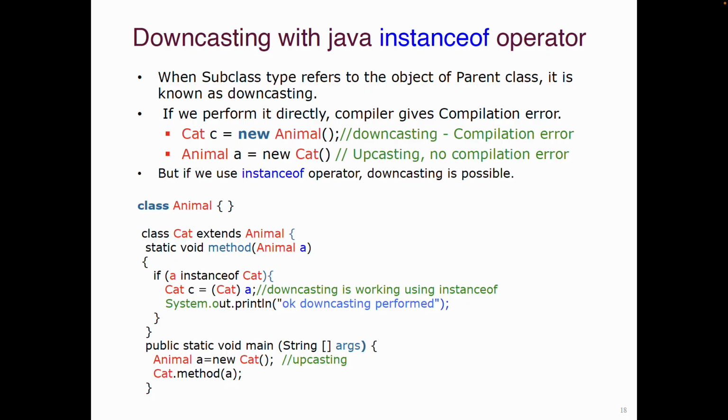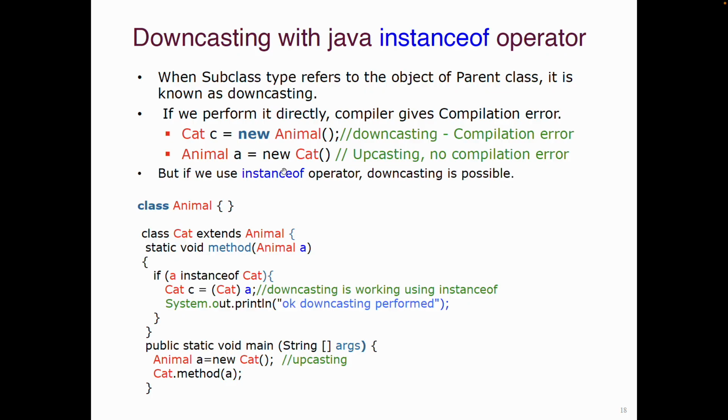And the downcasting is the reverse. So we say, okay, Cat c is equal to new Animal. So Cat is a specific object compared to Animal, but I'm saying that, okay, this will be an animal. And when you do this on a computer, you will actually get a compilation error. Why is that? Well, because you might think in this way.